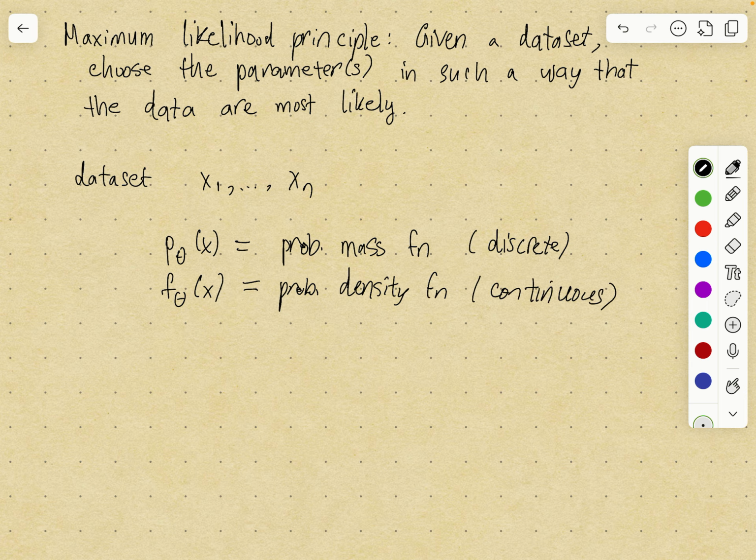So remember that your probability mass function, p sub theta, by definition is the probability that your random variable, capital X, is equal to little x, right? And then when you have a continuous distribution, the density function is what you integrate to figure out the probability that your variable is between two given numbers.